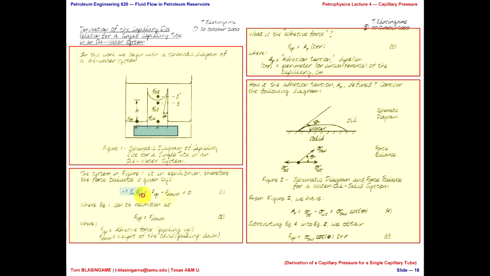It's a balance of forces. The force up has to be equal to the force down. No problem. We understand that. The force up is the adhesion tension. The force down is the mass or the weight of the fluid as it's being pulled down. The force up is very easy to define. How does that force act, people? It acts on the circumference of the tube, which is 2 pi r. And what is acting on that? Anybody?